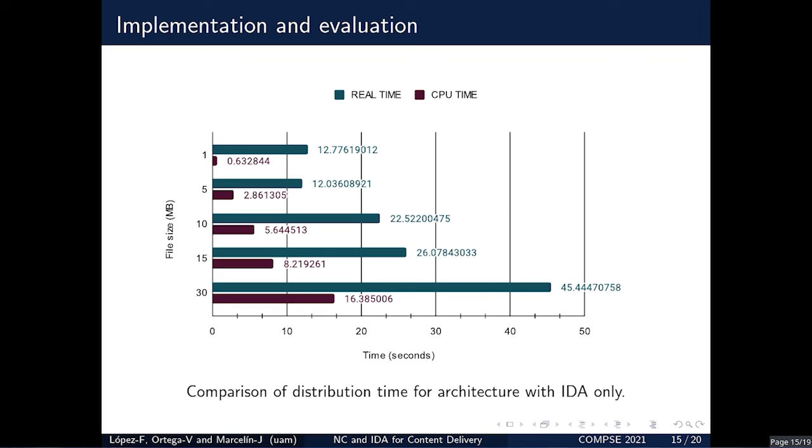Our first experiment evaluates a content delivery using IDA without network coding. In this case, the butterflies are not used, and the nodes R receive the descriptor directly from the nodes N.